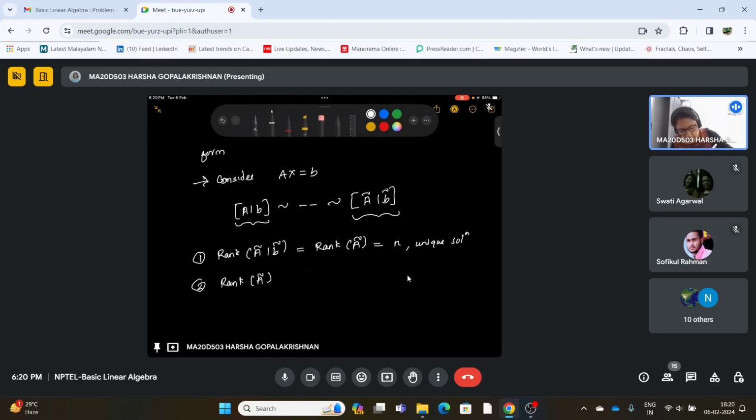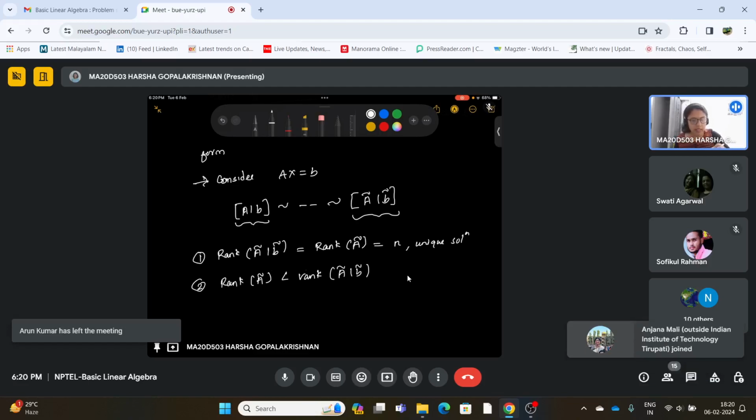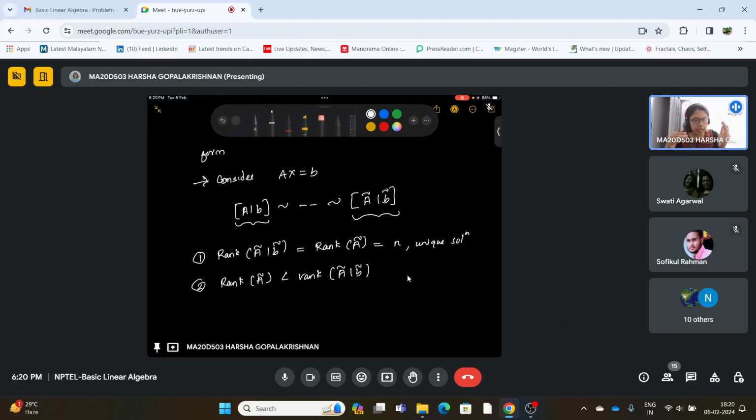Rank of A tilde strictly less than rank of A tilde B tilde. That means for the matrix A tilde B tilde, if we consider A tilde only, it has a rank which is strictly less than the rank of A tilde B tilde. So what we will get? For A tilde, we will get a 0 row. Corresponding to that, the B value is non-zero.